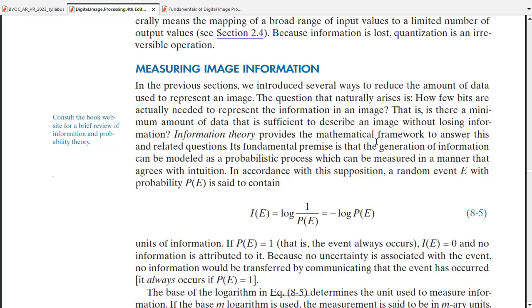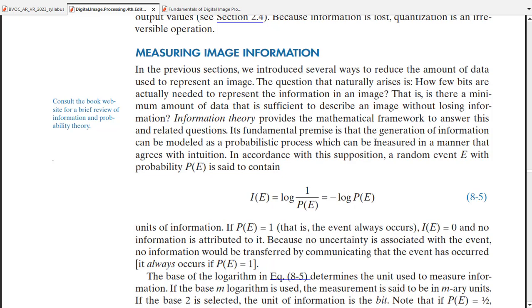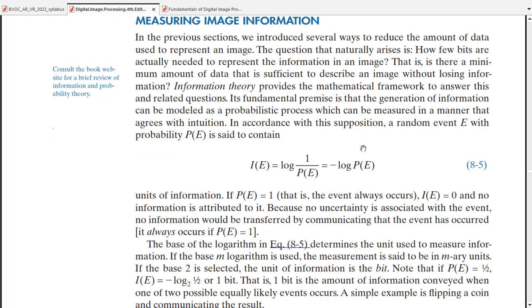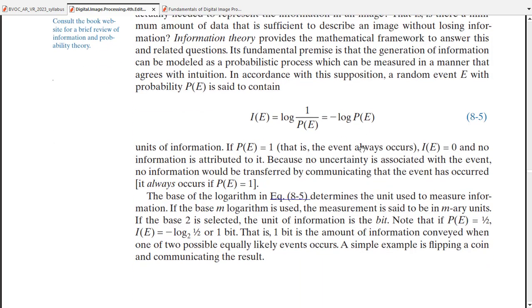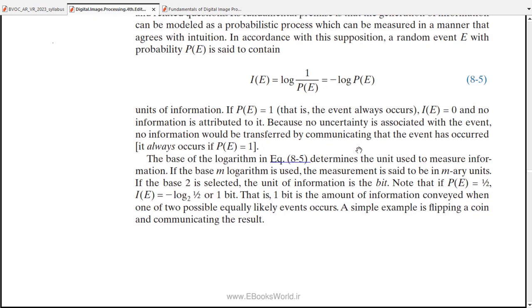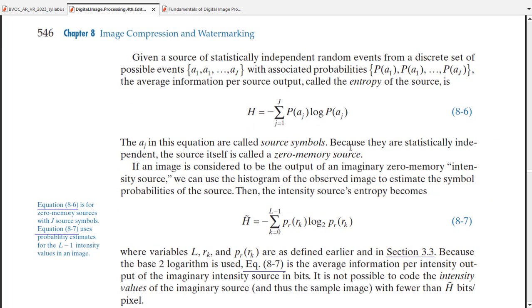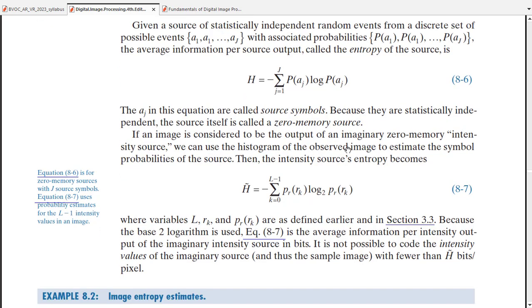So in this manner, for a random event E, the probability P of E is calculated, and the information is said to be I of E. So image information is represented as I of E equal to log of 1 divided by P of E, equal to minus log of P of E, and if P of E equal to 1, then I of E equal to 0. So no information is attributed, since it occurs with certainty. So the entropy will be calculated as H equal to minus sigma j equal to 1 to J of P of a j log of P of a j. Here we see the information of probability.